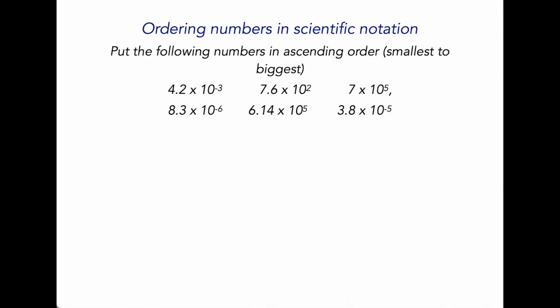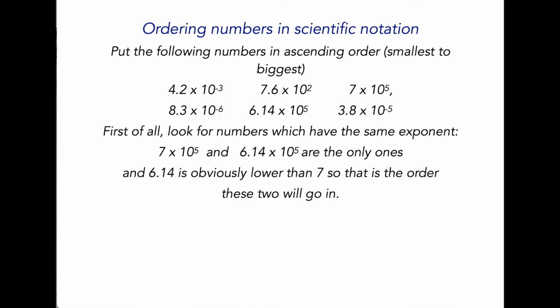Now for some problems you may get in your mathematics studies. First of all, you may be asked to put scientific notations in order, as in this question, where we have to put 6 numbers in order from the smallest to the biggest. The first thing you have to do is look to see if any of the 6 numbers have the same exponent. In this case, we have 2 examples, 7 and 6.14. Both are times 10 to the power of 5. So we put those two in the order of the base numbers. 6.14 is lower than 7, so it will go before it.